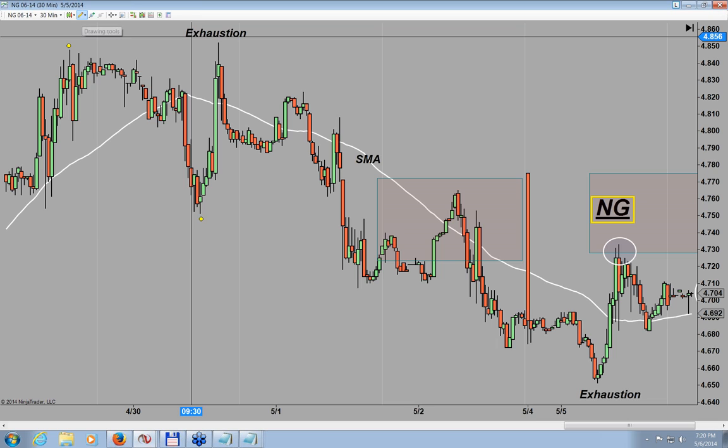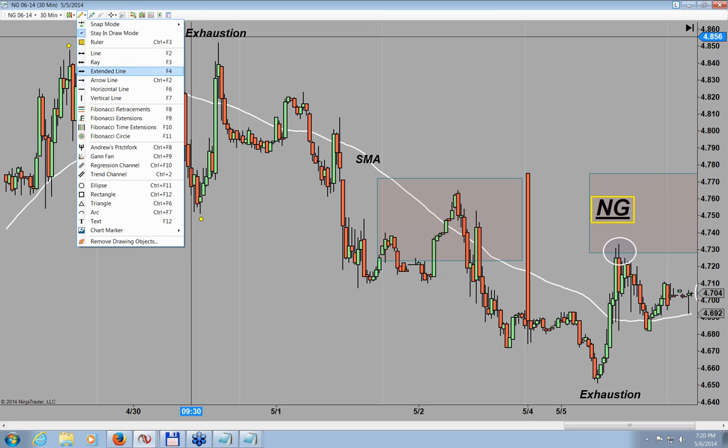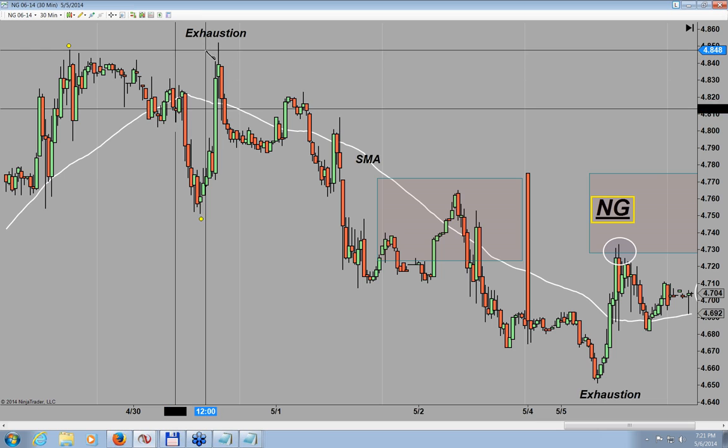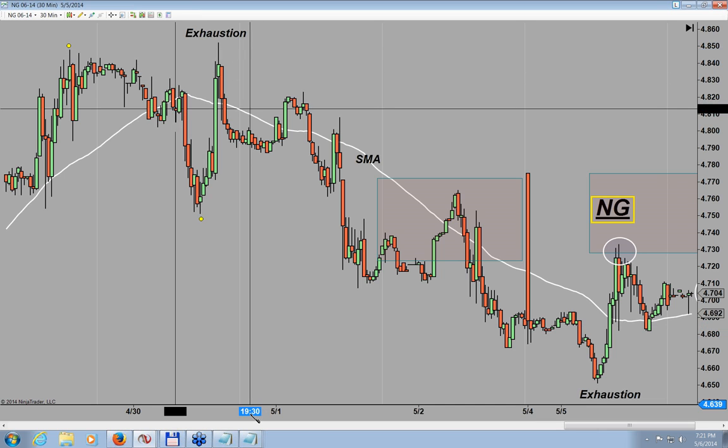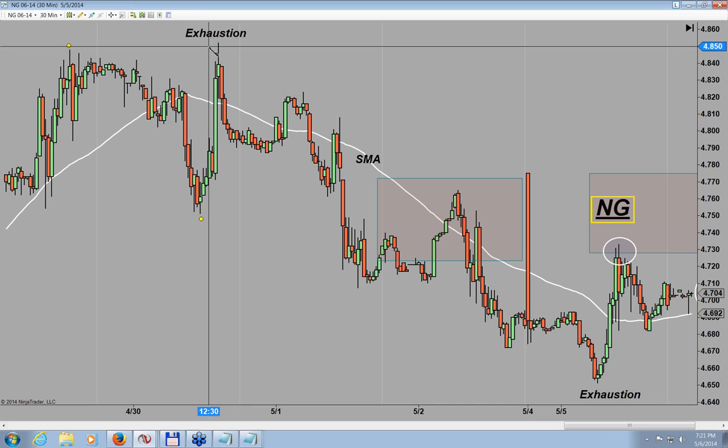You're going to go to your drawing tools, and you'll find your Fibonacci retracement. You click on that, and you'll have Fibonacci retracements. And you're just going to go to the swing high, and just go slightly to the left-hand side.